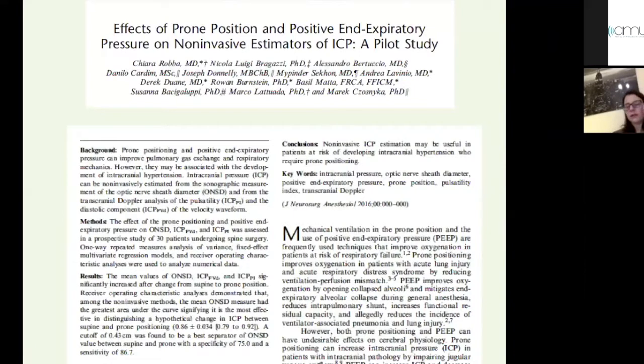We did a couple of studies about this. You probably all know that prone position and changes in positive end-expiratory pressure can increase the intracranial pressure. So we did this pilot study a few years ago in patients undergoing spinal surgery. The patients were put prone, and we changed the PEEP from 0 to 5 up to 8 centimeters of water. What we saw is that all these methods, TCD-based, but also the optic nerve sheath diameter, which is another ultrasound-based method to assess ICP non-invasively, detected an increase of intracranial pressure after the prone position and the use of the PEEP.